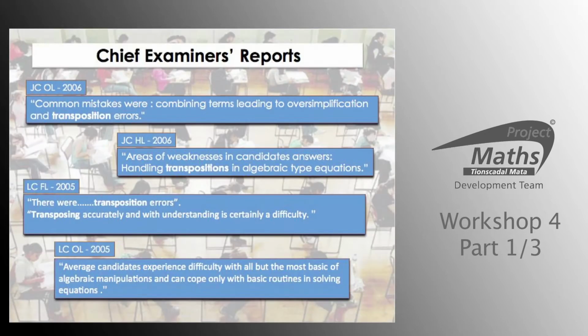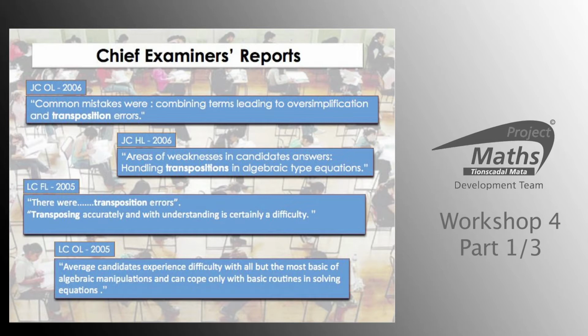Now, some of the chief examiners' reports. So the Leaving Cert Ordinary Level 2006 said the following: common mistakes were combining terms leading to overall simplification and transposition errors, okay? So again, back to what we were talking about there, okay, in our first slide. Higher level, areas of weakness in candidates' answers: handling transpositions in algebraic type equations. So what have you moved on to there? Even at ordinary level, they're getting mixed up with numbers and so forth. But at the higher level, what happens? They're moving on to their algebraic manipulation of their letters, and they're still finding problems.